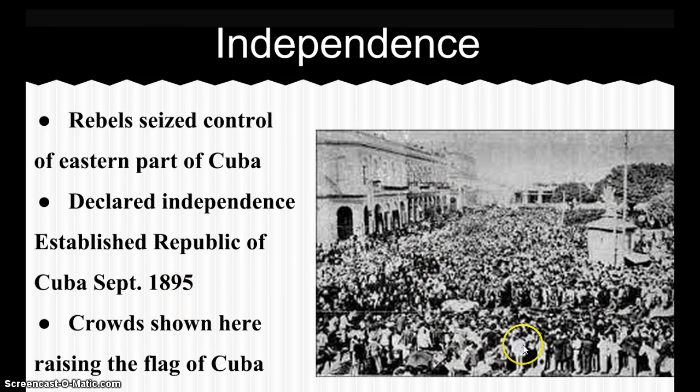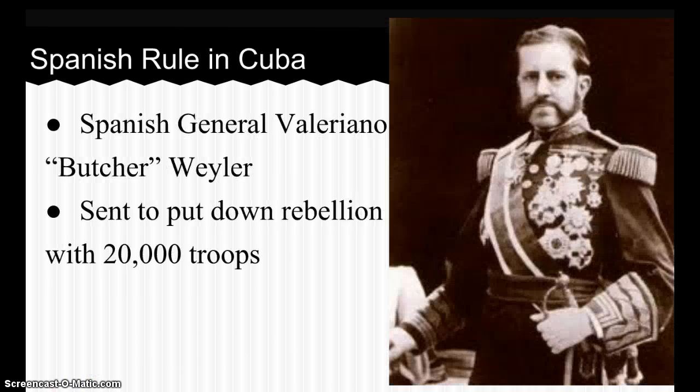But guys, this is the actual taking place. They're raising their flag for Cuba. So this is huge for Cubans. So how do the Spanish react? Well, they send this general. His nickname is the Butcher.